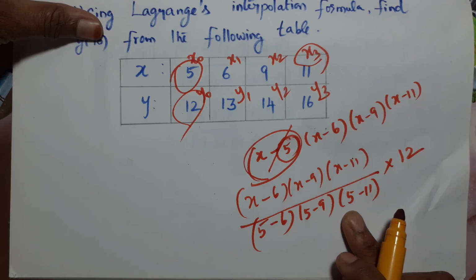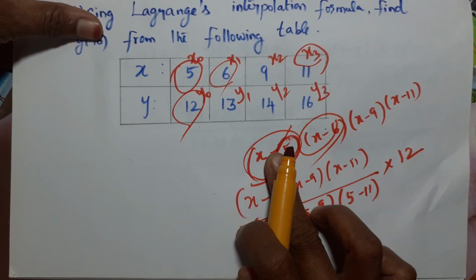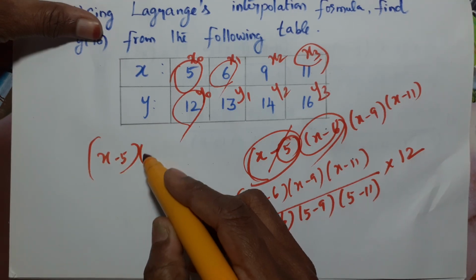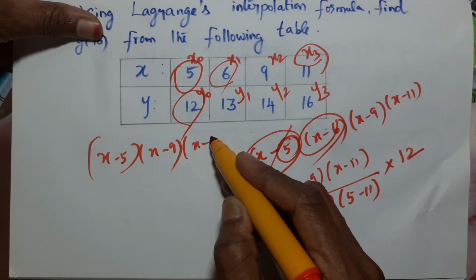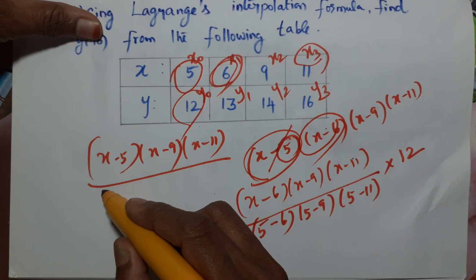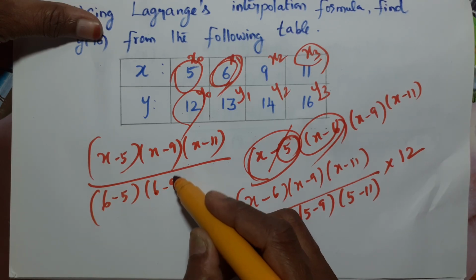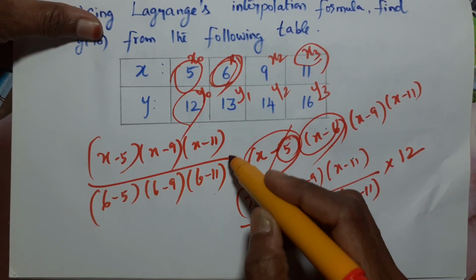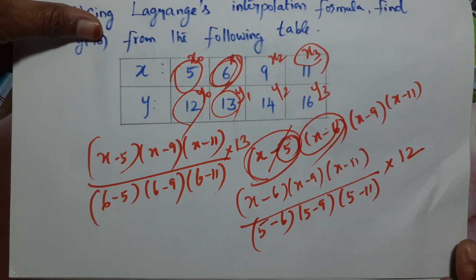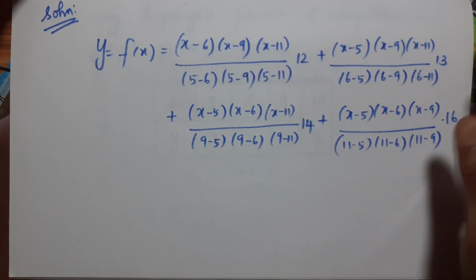Similarly, when we go with the second term, it is 6. So leaving this term, we have to take the other three factors. So x minus 5, then x minus 9, then x minus 11. By which factor did we leave? 6. So x has to be replaced by 6. 6 minus 5, then 6 minus 9, and 6 minus 11 into the respective y value, which is 13. Is it clear? I have written here.